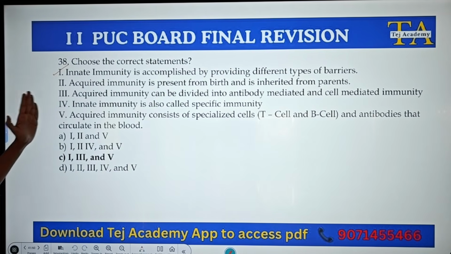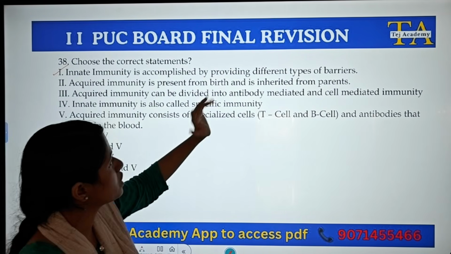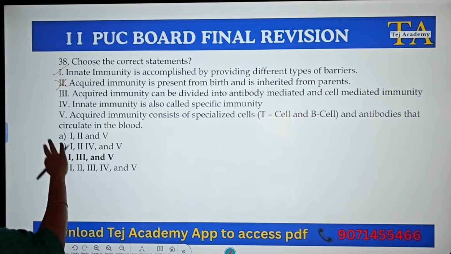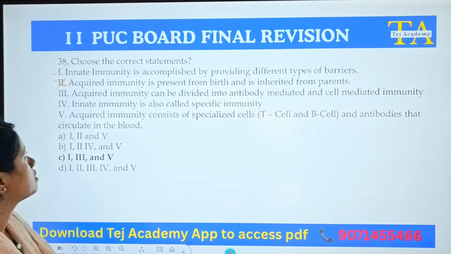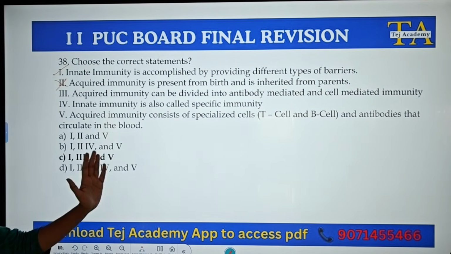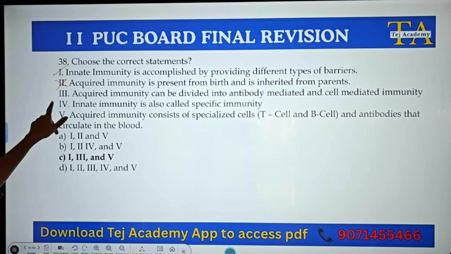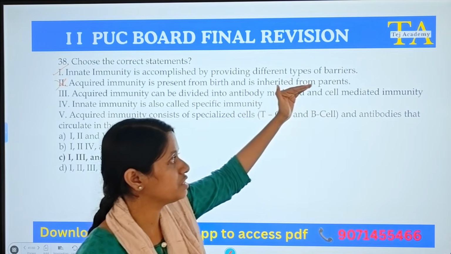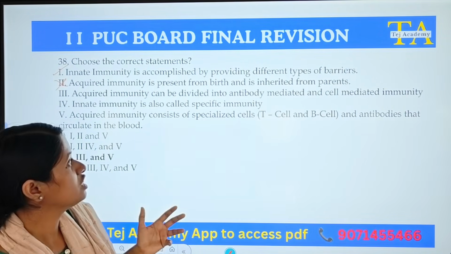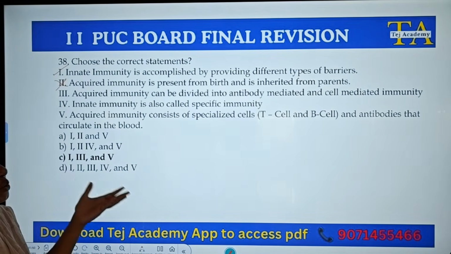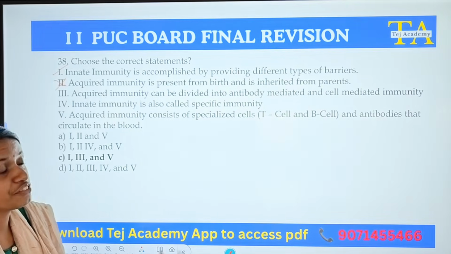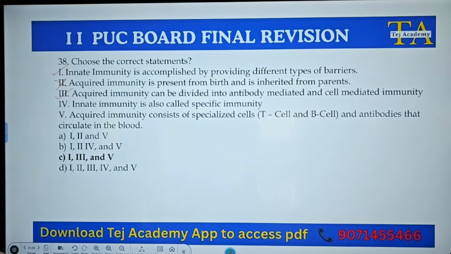Second statement is acquired immunity is present from birth and is inherited from parents. Wrong. As the name suggests, it is acquired through lifetime, so it is not inherited at birth or from parents. Third statement is acquired immunity can be divided into antibody mediated and cell mediated immunity. Absolutely right, because acquired immunity involves humoral immunity through antibodies and cell mediated immunity through T lymphocytes. So this statement is correct.